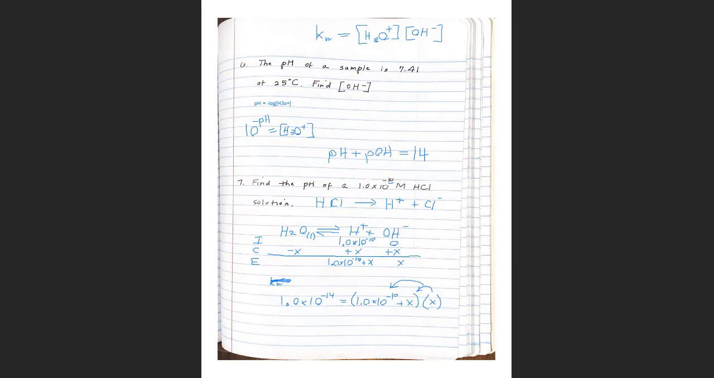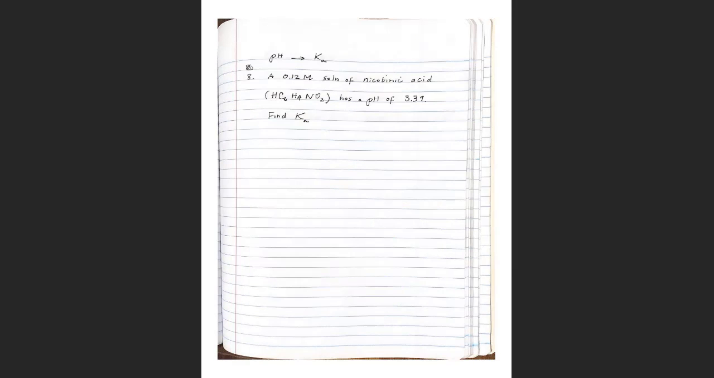Well, cool. Thanks. Let's go ahead and see what else we got. A 0.12 molar solution of nicotinic acid has a pH of 3.39. Find the Ka. This is a good one. How would you start a problem like this?